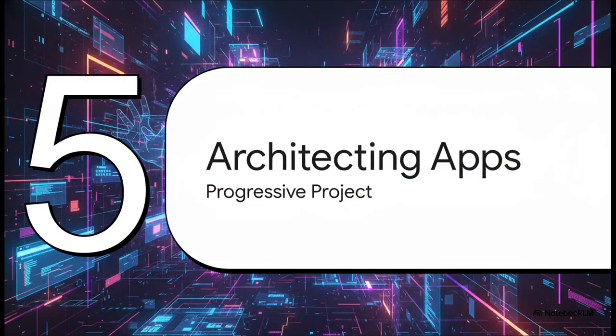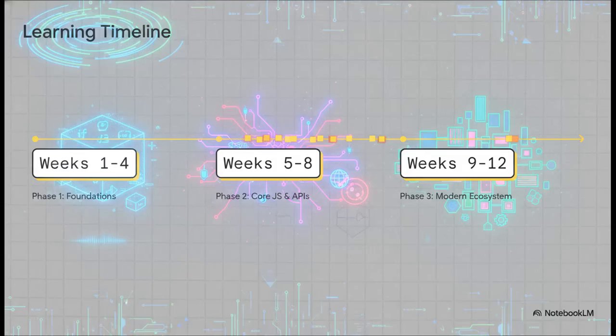Section 5. Architecting real-world applications, the progressive project ladder. All this theory is great, but we really need to apply these under-the-hood mechanics to building actual apps. Mastering JavaScript architecture doesn't happen overnight. It is a staged, progressive ascent. A 12-week timeline is highly recommended here.